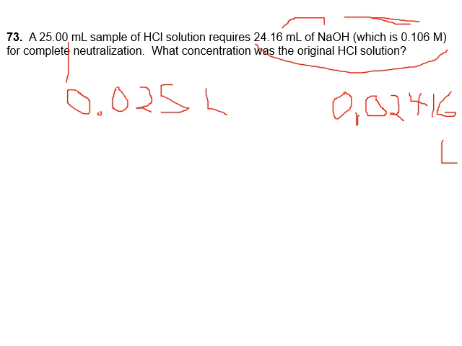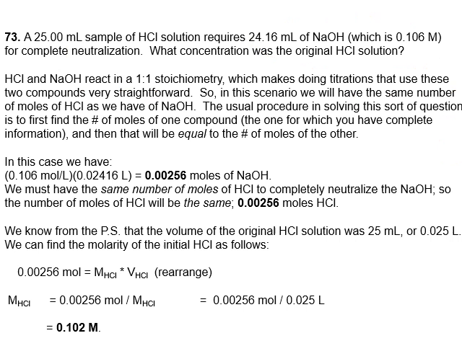So whatever number I get when I multiply 0.02416 times 0.106 is going to have to equal what I get when I multiply 0.025 liters of HCl times its molarity. So we can call the molarity M, or we can call it X or whatever. We just want to solve for that. So let's go to the next slide.